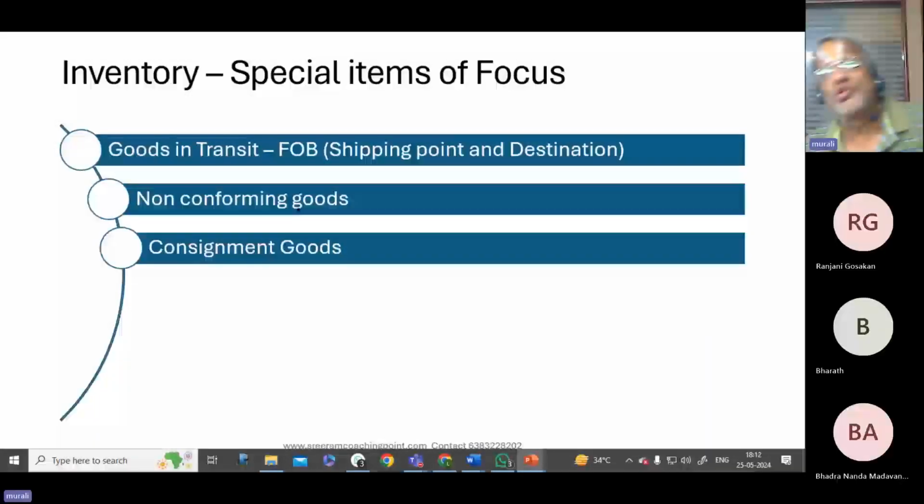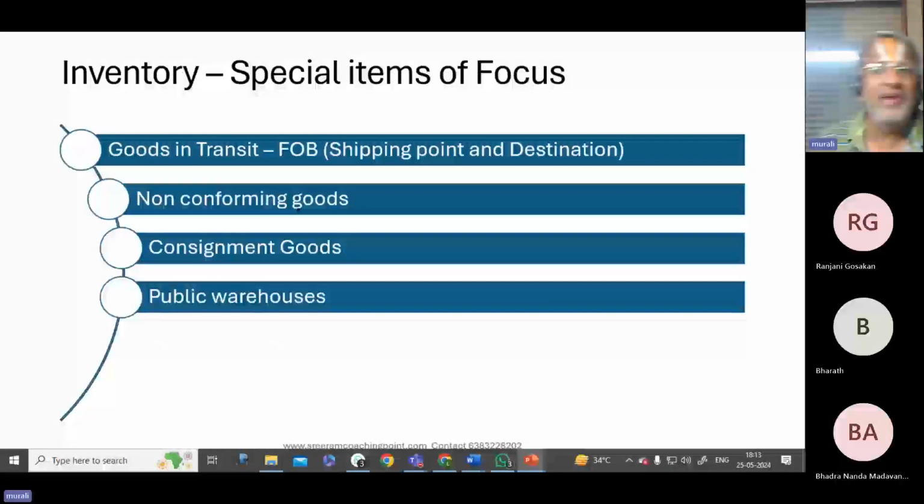Next one, consignment goods. Quite often you find the business getting expanded. You find the principal will be in one location and the agent in another location. Goods will be transported, but will not be considered a sale. The sale is made only when the agent is selling. Until such time, it is a stock of the principal lying at the consignee's place, and quite naturally, inventory would include all those items.